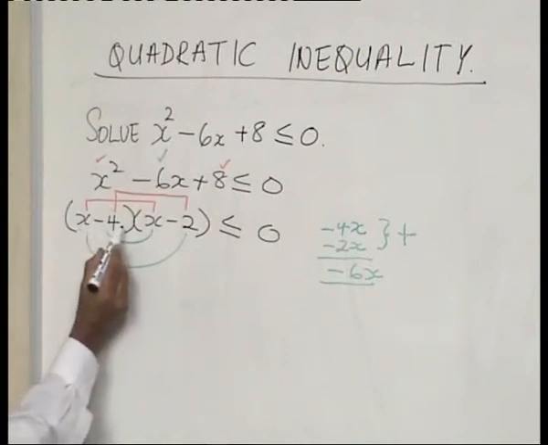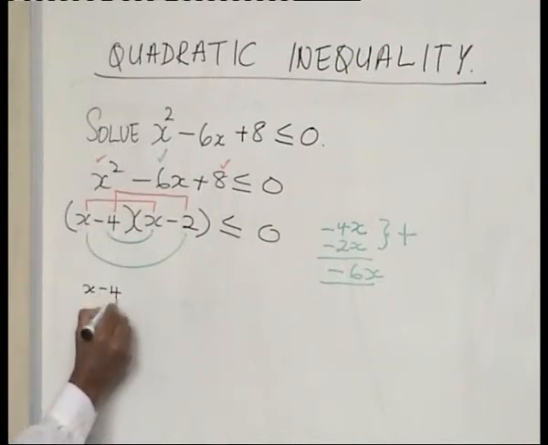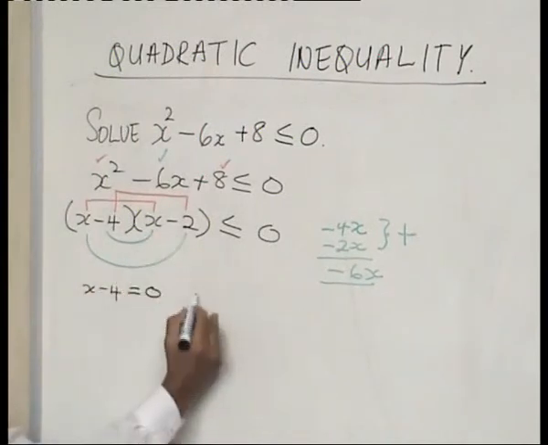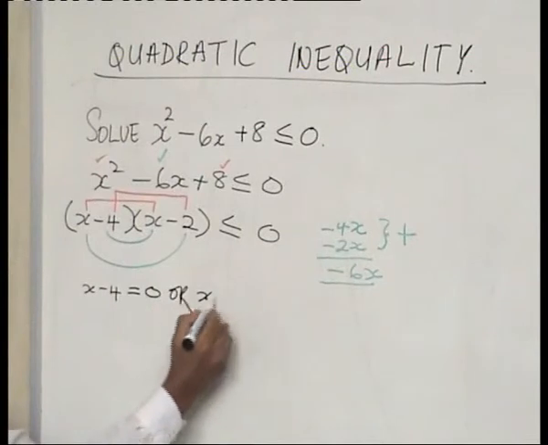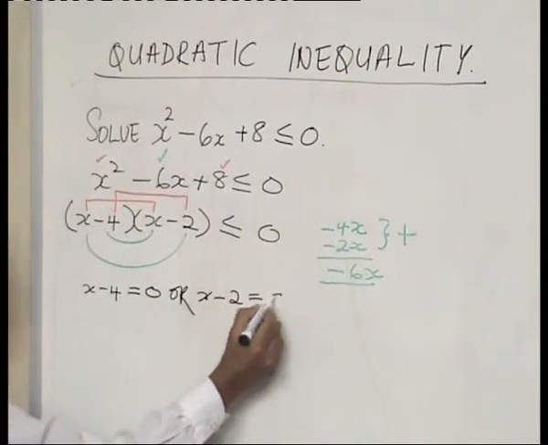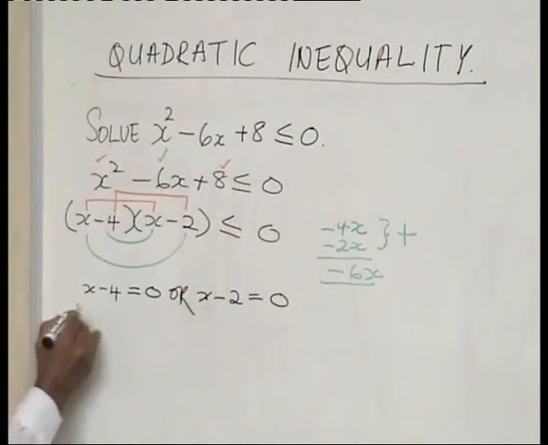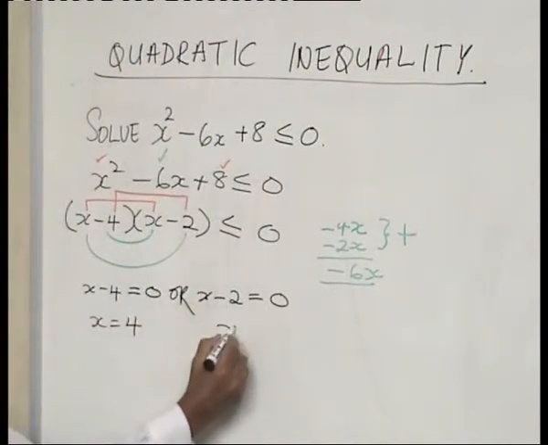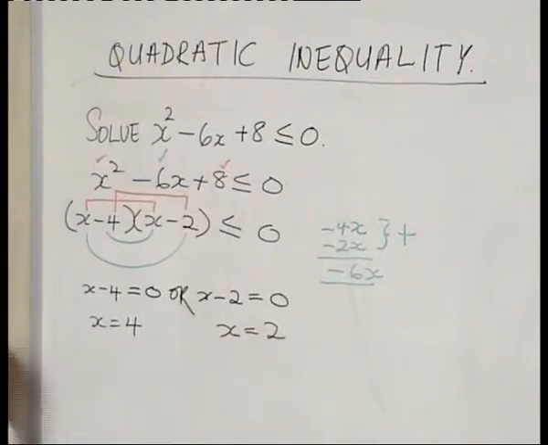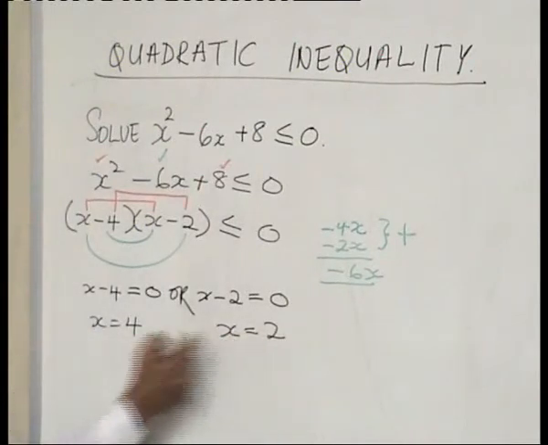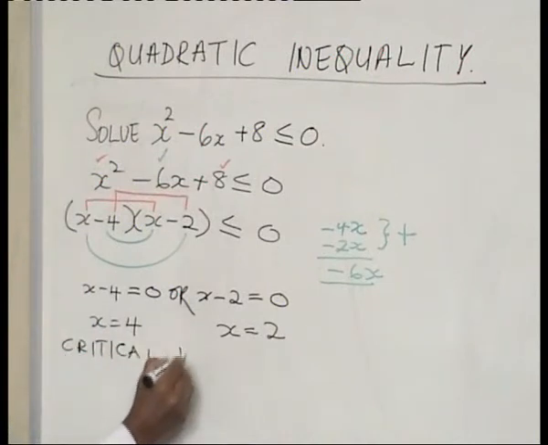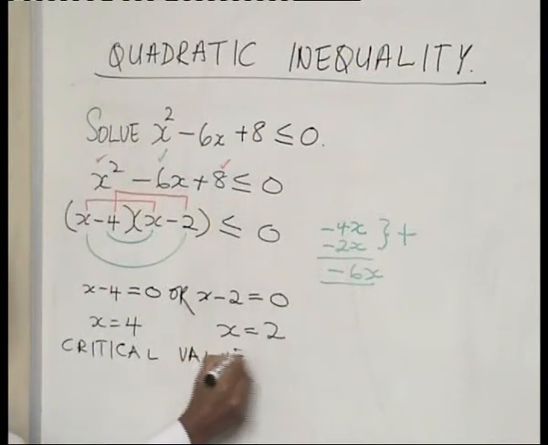Now you take each factor, x minus 4, and you make it equal to 0. Then you take x minus 2, and you make it equal to 0. Then you solve this and you get x equal to 4. You solve on this side, you get x equal to 2. Now this 4 and that 2 are called critical values. So you have found the critical values.